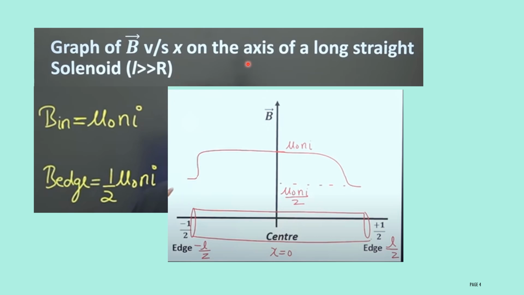This is for a long straight solenoid, where the length of the solenoid is much greater than the radius of the solenoid. This point is very, very important.